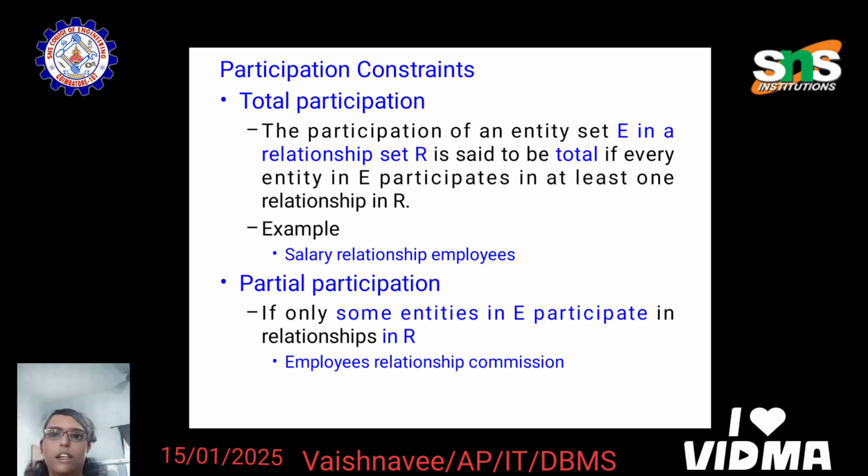Now let us see about the participation constraints. Total participation: the participation of an entity set E in a relationship set R is said to be total if every entity in E participates in at least one relationship in R. For example, salary relationship employee. Every employee gets a salary. Partial participation: only some entities in E participate in a relationship in R. For example, employee relationship commission. Not every employee will get commission, only a few employees will get commission. So it is partial participation.